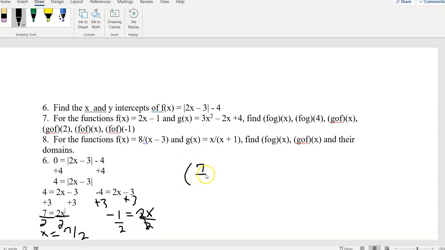Now remember our actual x-intercepts we want to write as points. So the x is 7/2. We put a 0 in for f of x, or remember f of x is the same thing as y. And then our other one is -1/2, 0.